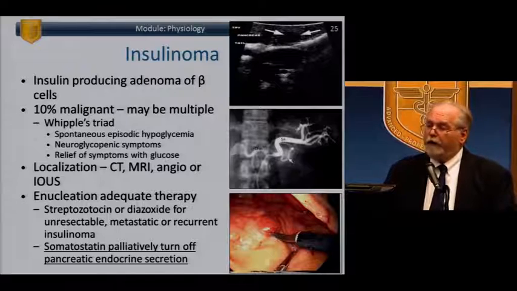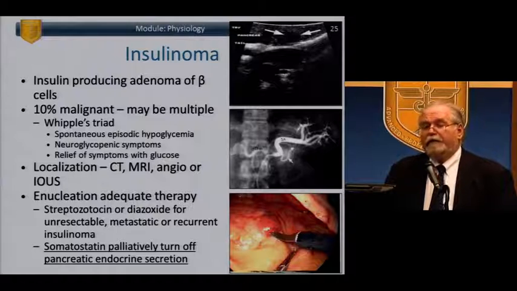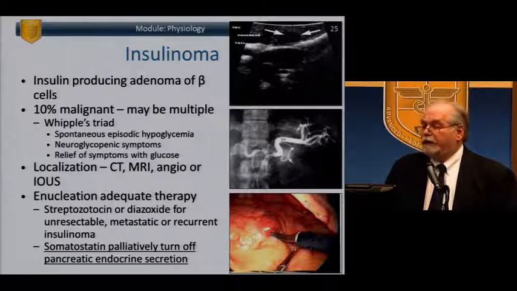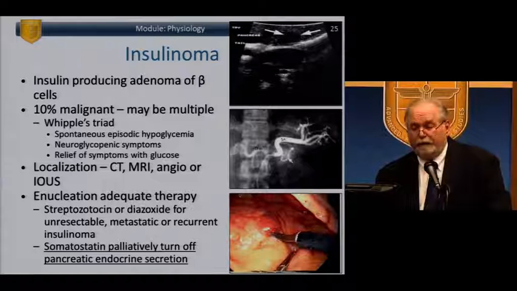So, a couple of words about pancreatic endocrine tumors, of which they like to ask on the exam. Insulinomas are insulin-producing tumors of the beta cells. 10% are malignant. They may be multiple. They present with Whipple's triad: spontaneous episodic hypoglycemia, neuroglycopenic symptoms, and relief of symptoms with glucose. You localize them by CT, MR, angio, or intraoperative ultrasound, and the treatment is generally enucleation if they are benign.